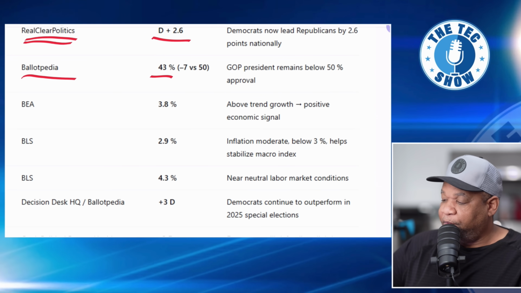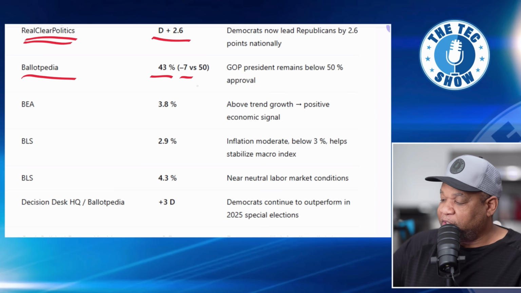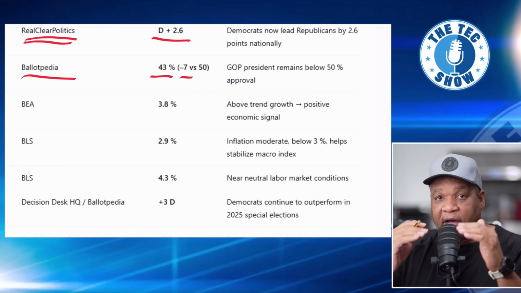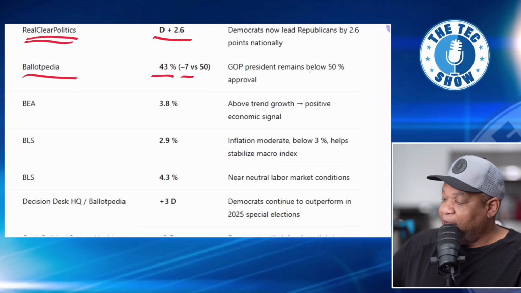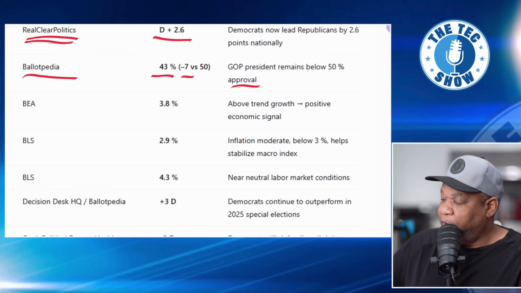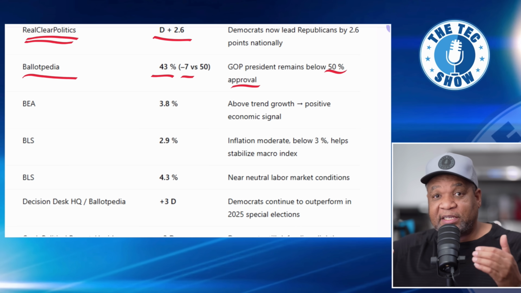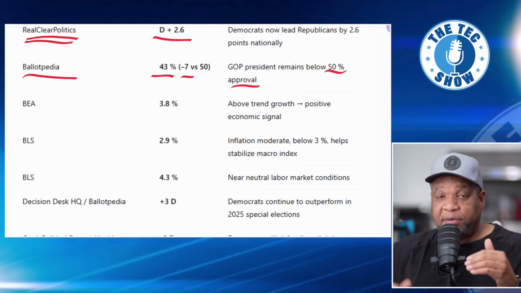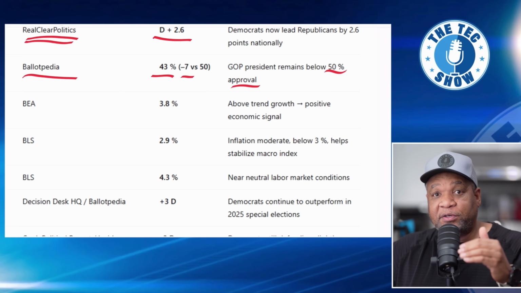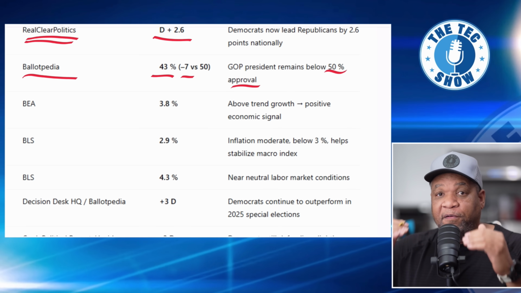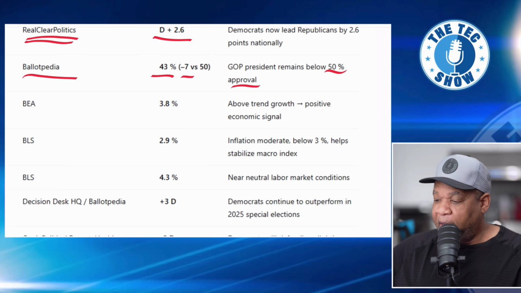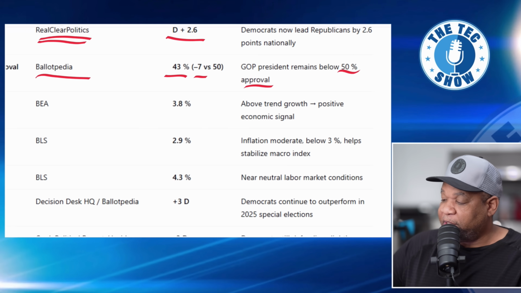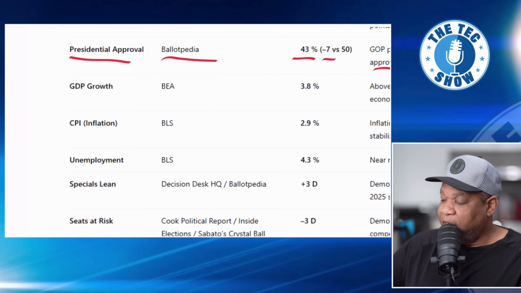Okay, so presidential job approval, we're getting this from Ballotpedia. It's currently at 43%. It was at 43% last time, minus 7 versus 50. And so in the formula, that's how they calculate this. They're taking that minus 7. It says GOP president remains below 50% approval. Now, if a president gets to 50% or above 50% approval, that favors the president's party. If they're below 45%, it favors the opposition party, the party that's not in power. So right now we're at 43%, so that will favor Democrats.